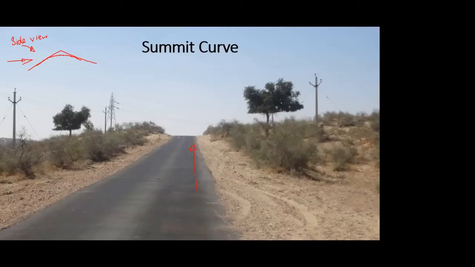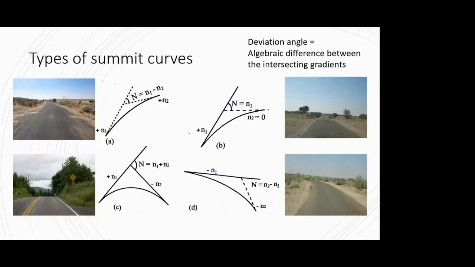and at the apex point, we call it the apex of a summit curve. So at this apex point, you really don't see anything, because there is a down gradient just after this. So this is what a summit curve looks like. And then if you go into the types of summit curves, there are these 4 types. Now each type is based on which 2 different gradients they meet.